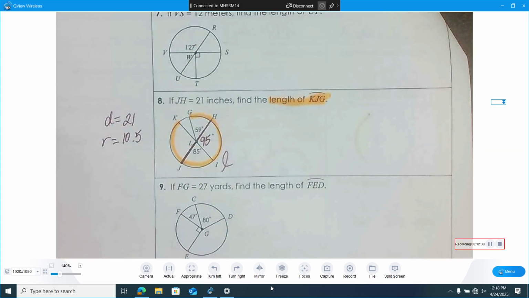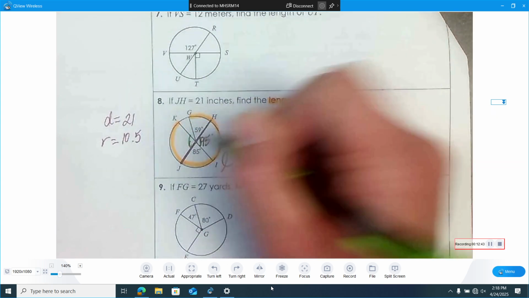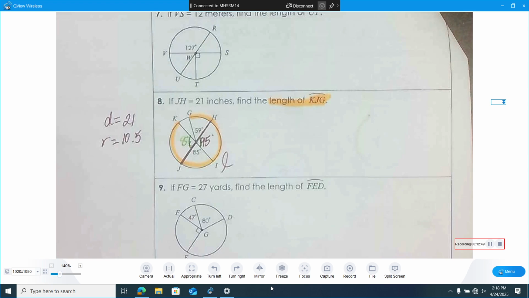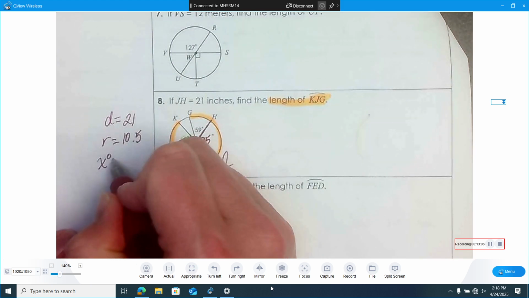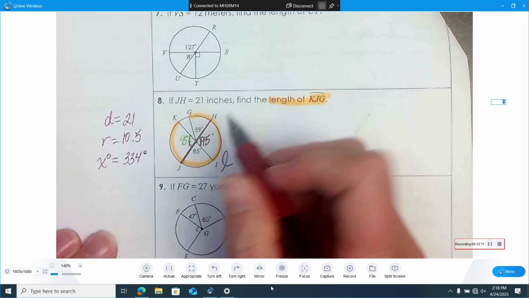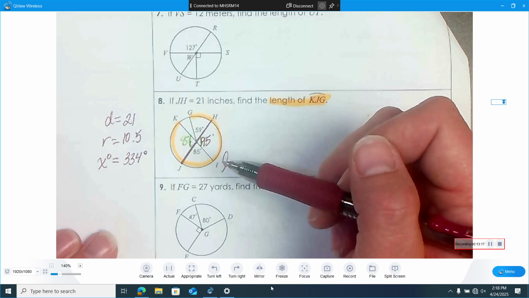What else do we know? Yeah, so we do have that vertical angle pair here. So 95, that means the other side is also 95. The little sliver is 26. Okay, does that little sliver help us? Yeah, it does. Wait, no, it doesn't. It's 334. How'd you get 334? I had 360 minus 26. Okay, you subtracted the little piece? Yeah. Okay, how else can we get our angle of 334?